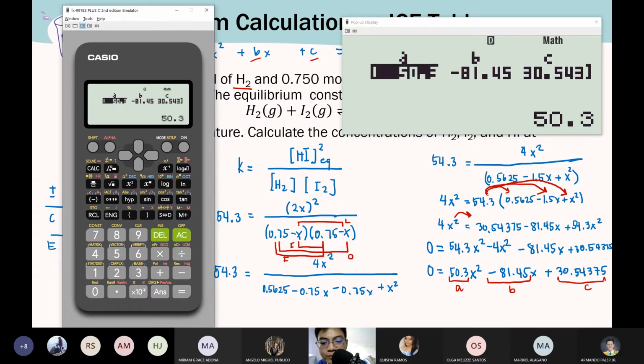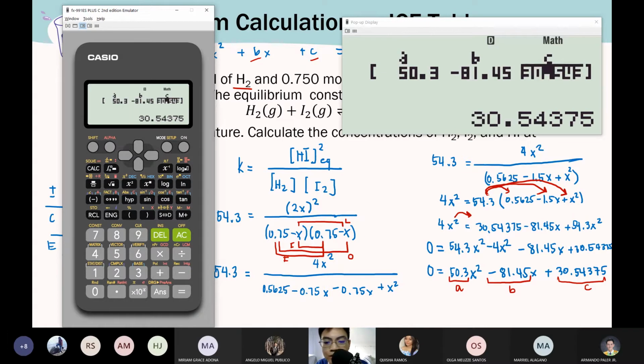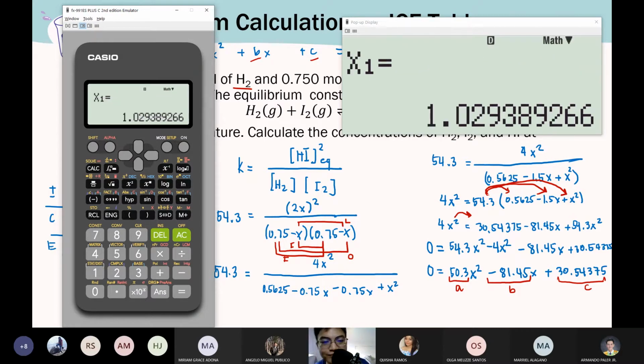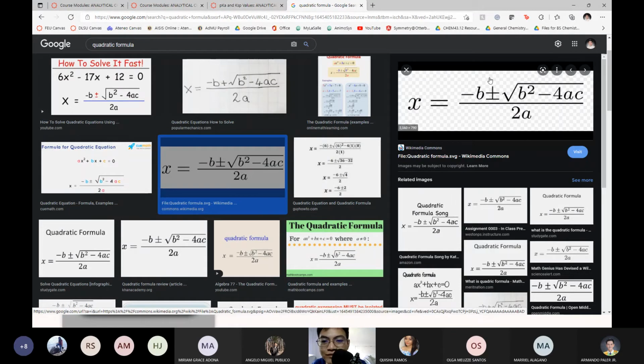So, letter A, 50.3. Letter B, negative 81.45. Then letter C, 30.54375. What do the ClassWiz people, the Casio people and the 991 people do now? I just press the equal sign. That's your first x value, okay? That is when your quadratic equation takes the positive sign. That's the first x value, for when it's positive.